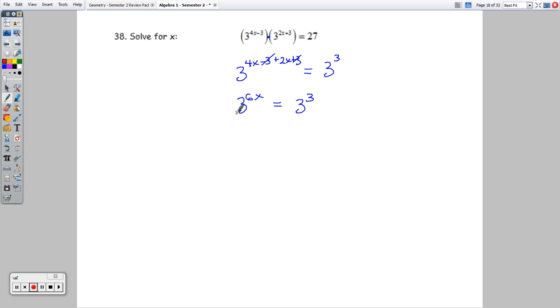The only way for that to be true is if 6x equals 3. So we could just solve this for x, divide both sides by 6, reduce that fraction. That's your answer, x equals 1/2 there.